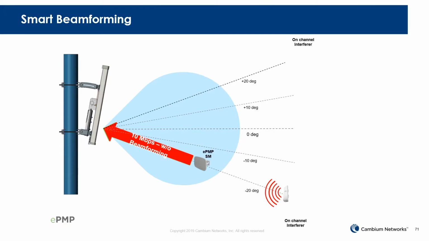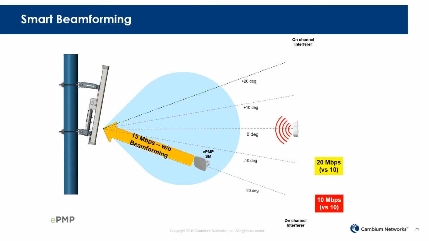If the interferer was on a different azimuth to the SM in a standard sector deployment, the uplink transmission would still be impacted. With the Smart Beamforming Antenna, the further away in the azimuth the interferer is from the SM, the less the uplink is impacted due to the narrow beam being created for uplink transmission.